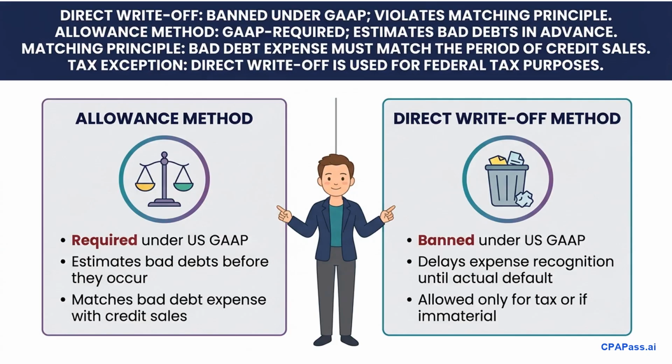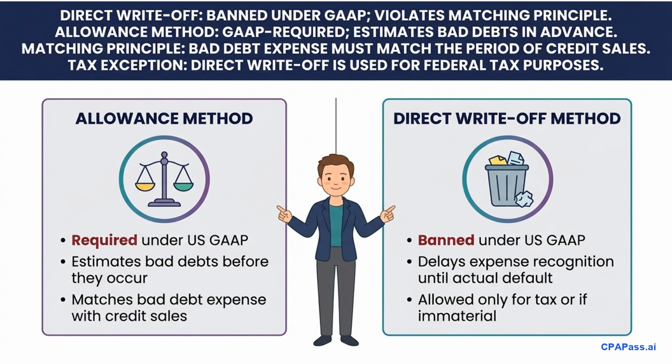When accounting for uncollectible accounts, you will contrast two methods: the direct write-off method and the allowance method. Under the direct write-off method, bad debt expense is recorded only when a specific customer's account is confirmed uncollectible. Because this delays expense recognition, it violates the matching principle and is banned under GAAP. It is only acceptable for tax purposes or when immaterial.